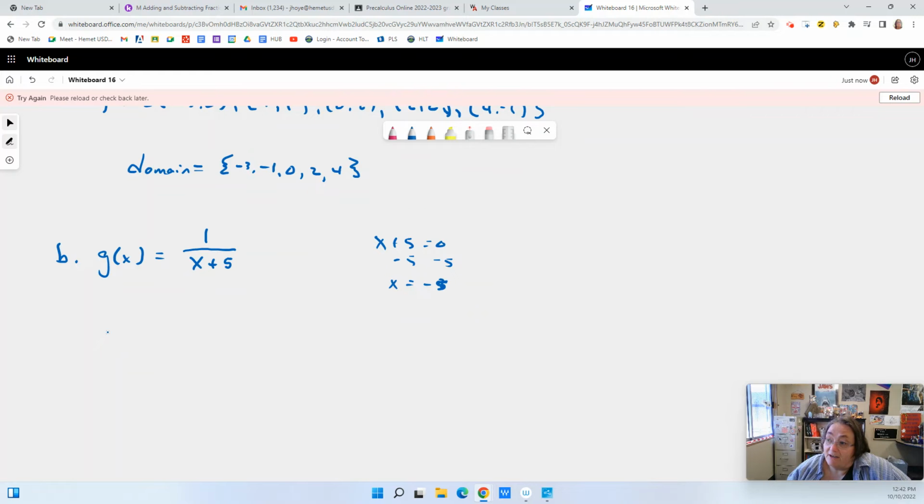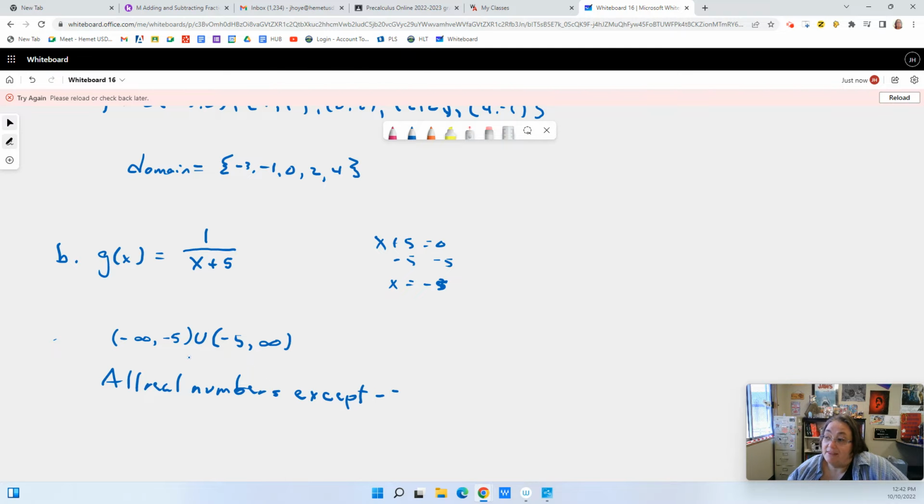So we know we can't have -5. So I could write this as negative infinity to -5 in union with -5 to infinity. I'm using parentheses because we're not including -5. If you don't understand this notation, also a correct answer would be all real numbers except -5, right?